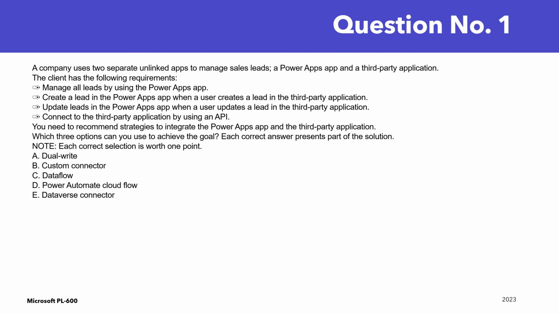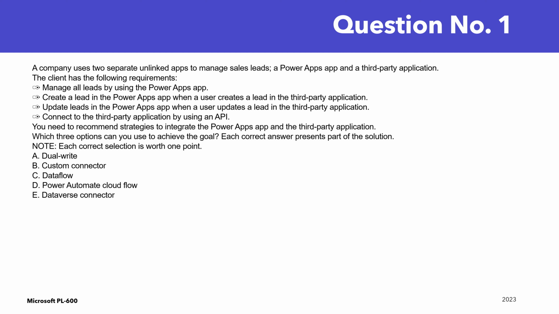A company uses two separate unlinked apps to manage sales leads, a Power Apps app and a third-party application. The client has the following requirements. Manage all leads by using the Power Apps app. Create a lead in the Power Apps app when a user creates a lead in the third-party application. Update leads in the Power Apps app when a user updates a lead in the third-party application. Connect to the third-party application by using an API.